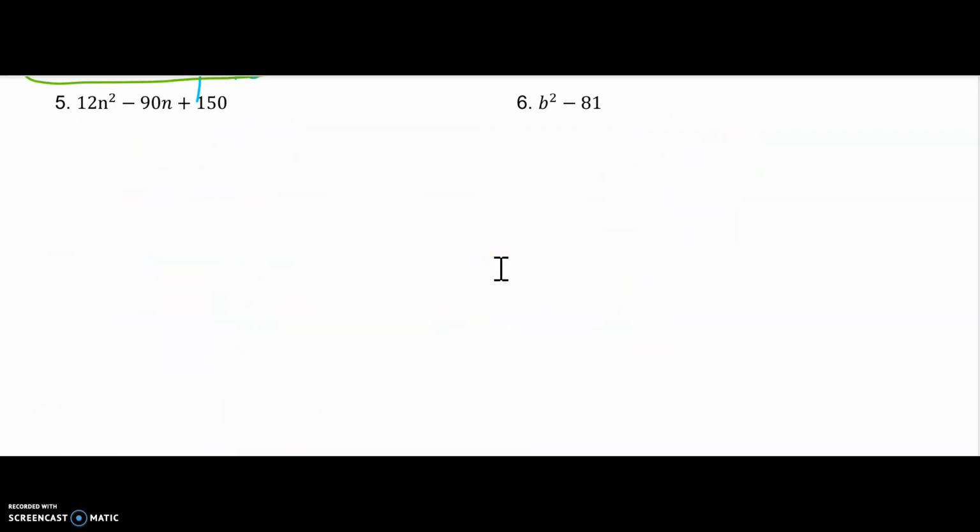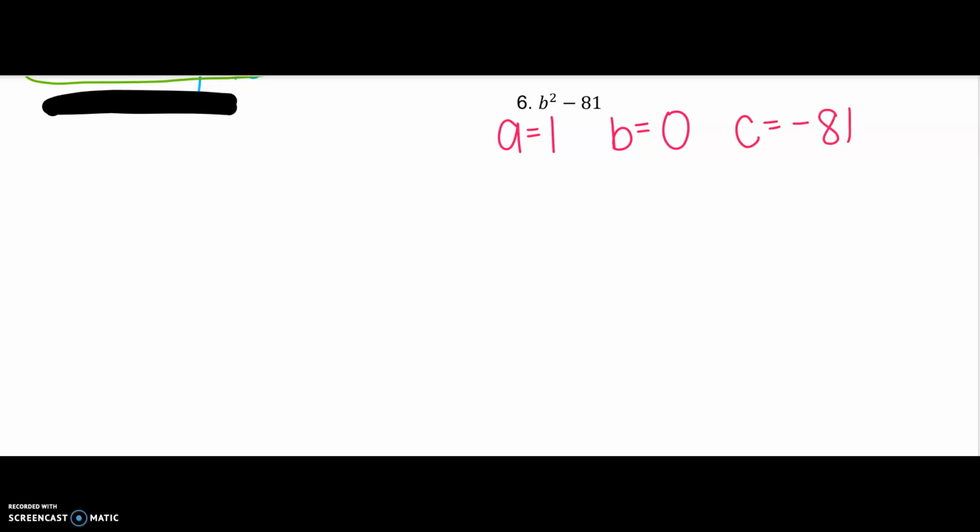Alright, we're going to skip down to number 6 really quick. And I want to go ahead and identify my A value, my B value, and my C value. In this case, A is 1, my B is 0, and my C is negative 81. This might seem a little tricky at first, however, you'll see the pattern in just a second. I'm going to set up my table as normal, A times C on the left, B on the right. A times C is going to be negative 81, and B is 0.